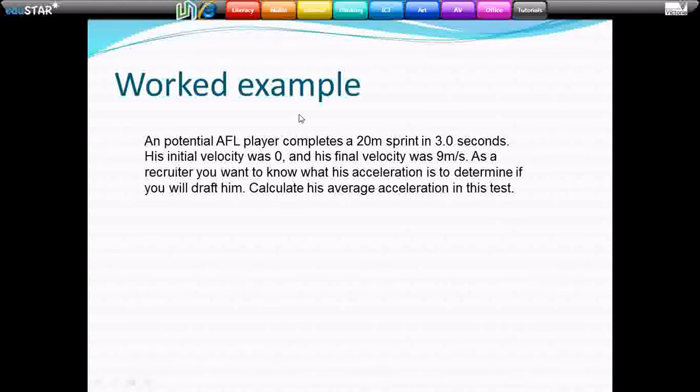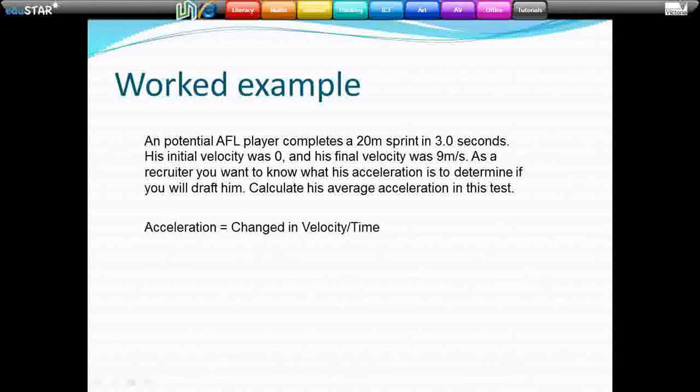Alright, the next one is going to look at how we can calculate acceleration. So a potential AFL player completes a 20 meter sprint, which is a pretty common test in the AFL, in 3 seconds flat. So what we need here is the initial velocity and the final velocity, which we've got as being 0 and 9 meters per second respectively. As a recruiter, you want to know what his acceleration is to determine if you want to draft him. So we're going to calculate his average acceleration in this test.